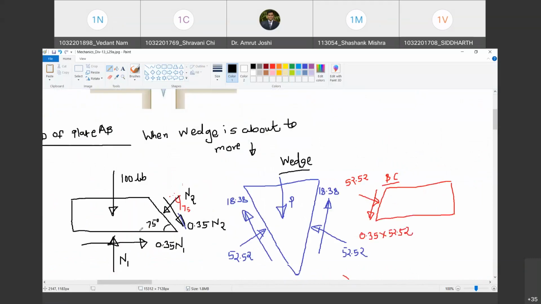So only difference is you are not going to show 0.35 N5 here. Everything else is same. Then get the values of N2 and 0.35 N2. So here you are going to call it as N3 and 0.35 N3. Those values will be different. Update the free body diagram of wedge and get the value of P. Happy? Yes, sir. Okay. Do that.